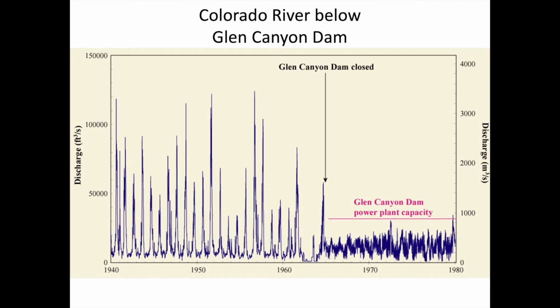Once the dam was built, the spring snowmelt floods were used to fill the reservoir each spring, and there was a more even release of water throughout the year. The biggest flood that could be released from Glen Canyon Dam was determined by the capacity of the penstocks, so you can see how much smaller the floods were after 1963.